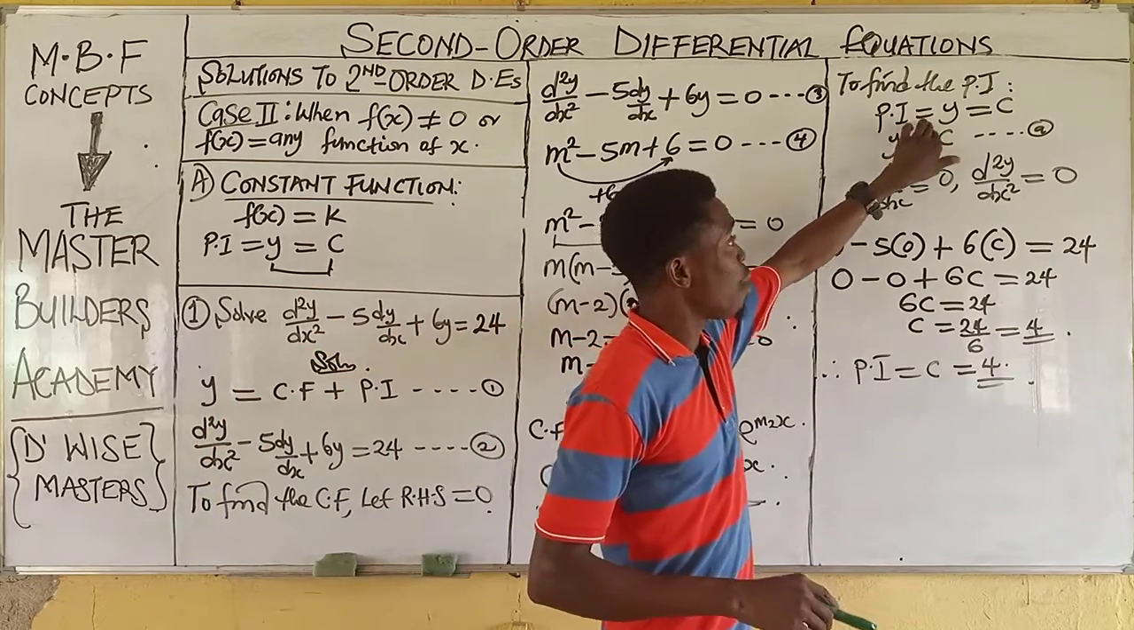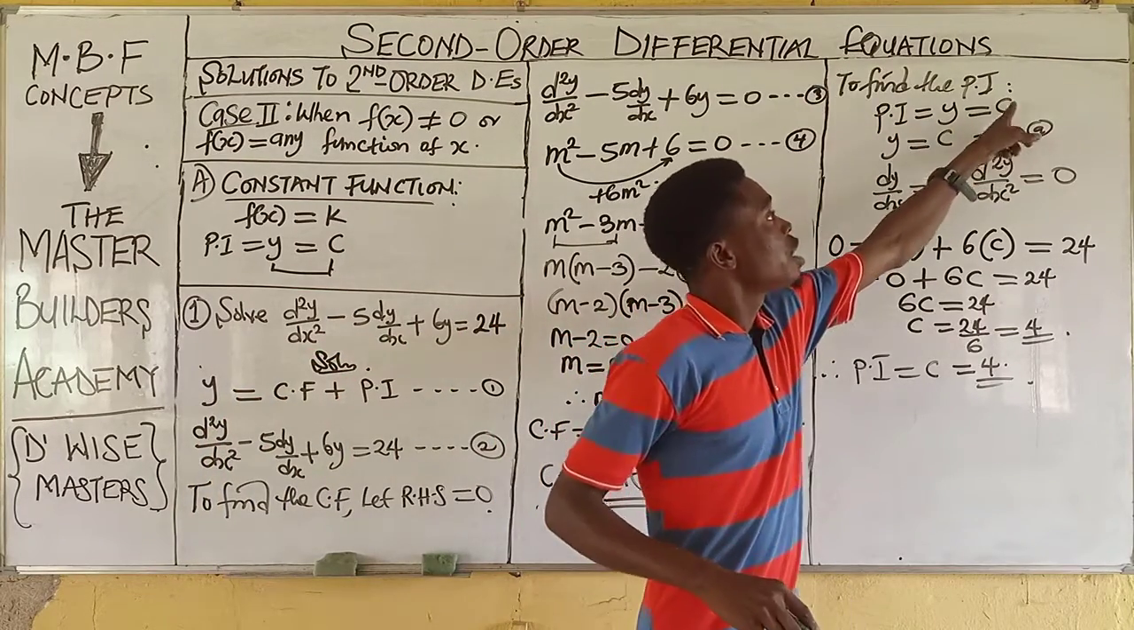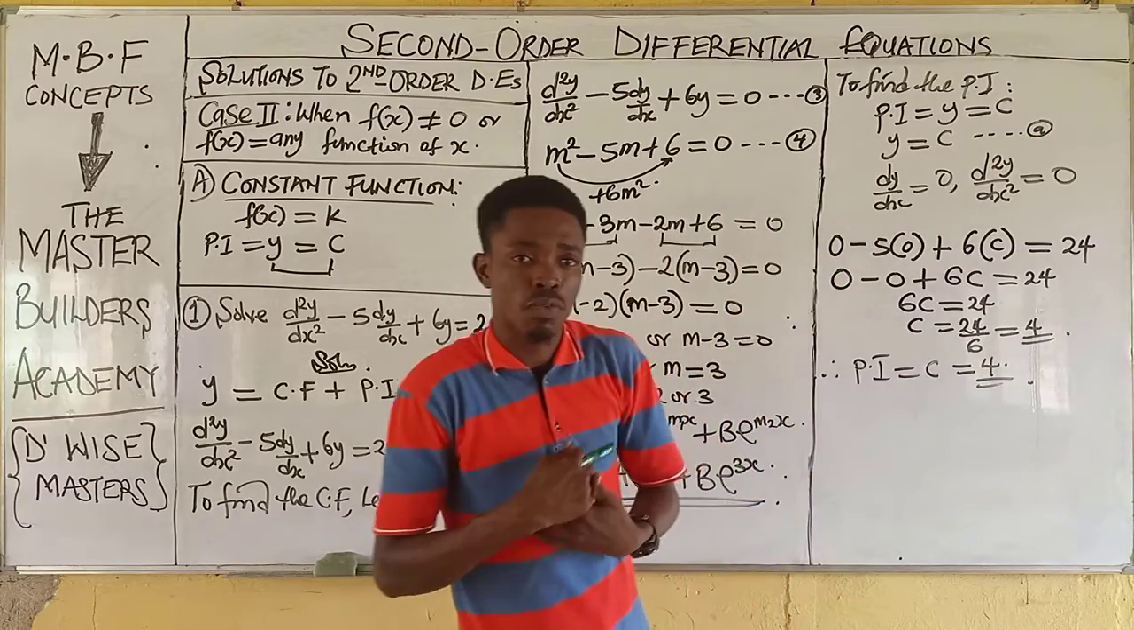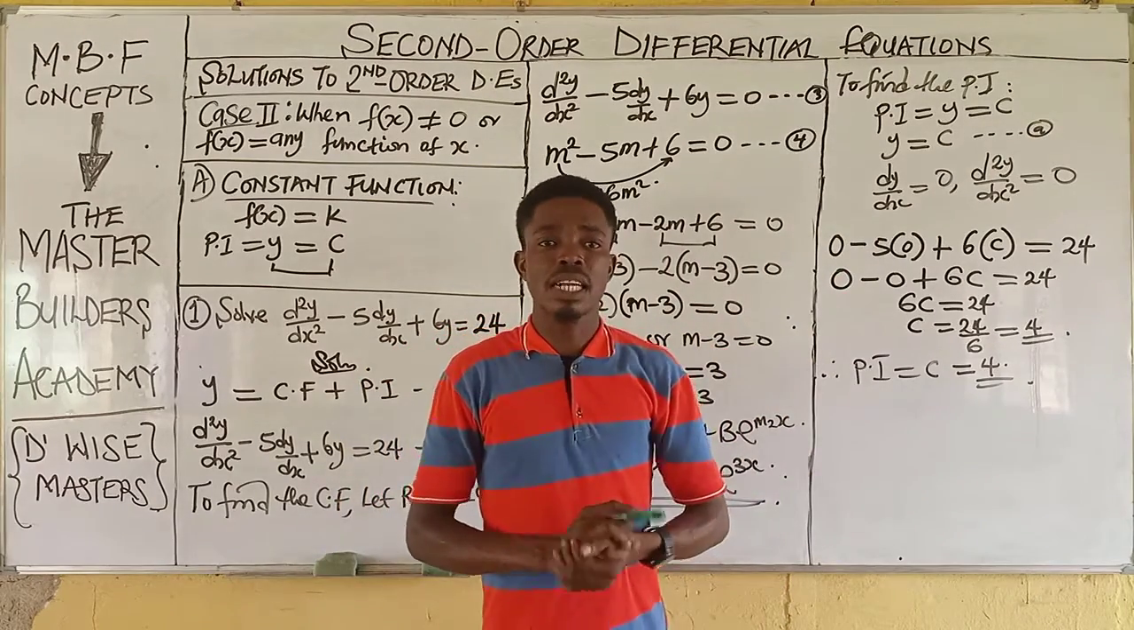Particular integral equal to y, and y equal to c. That is to say, particular integral is equal to c. And what is c? C is 4. So in this question now, the particular integral is 4.